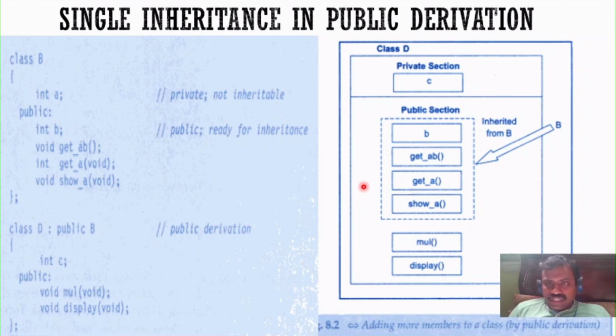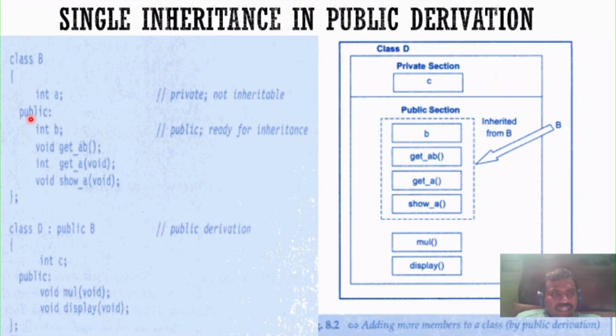So now we will deal with single inheritance in public derivation. As we know that there are different types of inheritance, the first we come across is single inheritance, and we are dealing with single inheritance in public derivation. Okay, so here it is a class B. Class B is called the base class here. It will contain int A. It is a private member, by default it is a private member. It is not at all inheritable, as you know.